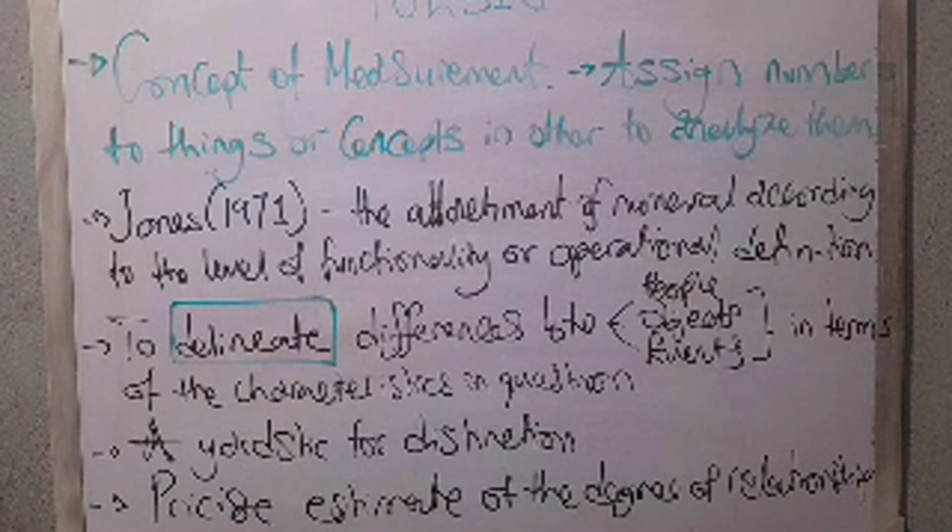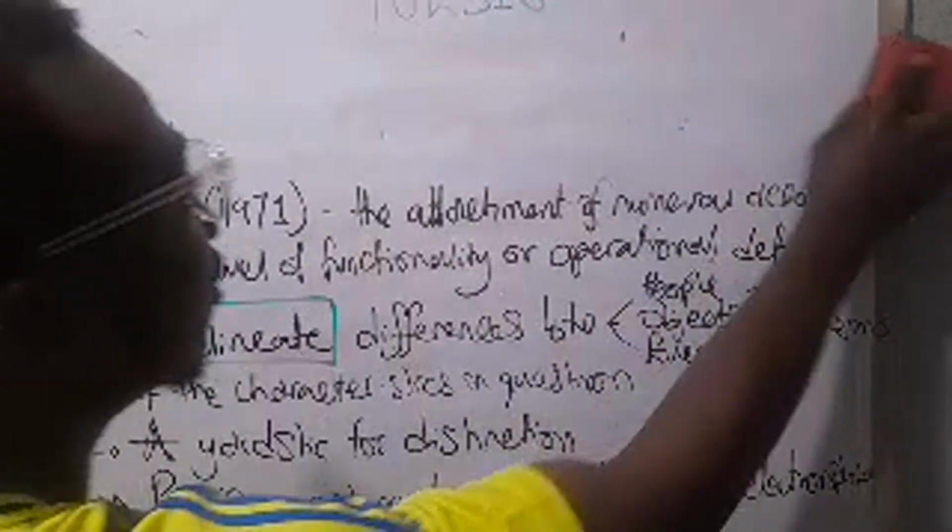So very quickly, we have levels of measurement. What are the levels of measurement?